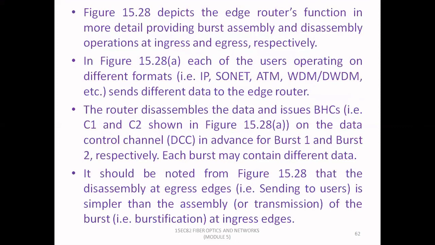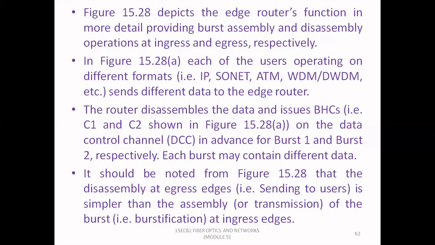Figure 15.28 depicts the edge router function in more detail, providing burst assembly and disassembly operations at ingress and egress respectively. In figure 15.28a, each of the users operating on different formats, that is IP, SONET, ATM, WDM, or DWDM, etc., sends different data to the edge router. The router disassembles the data and issues BHCs on the data control channel in advance for burst 1 and burst 2 respectively. Each burst may contain different data.